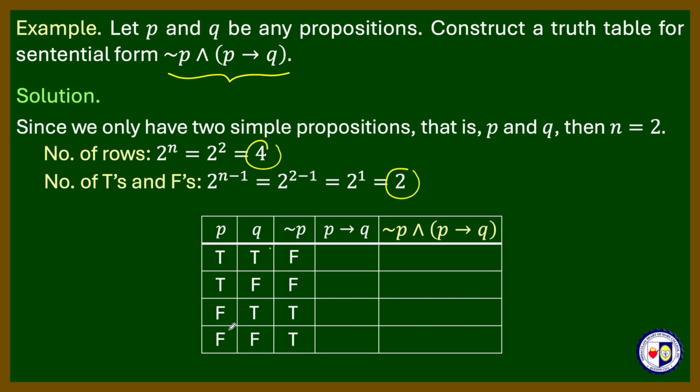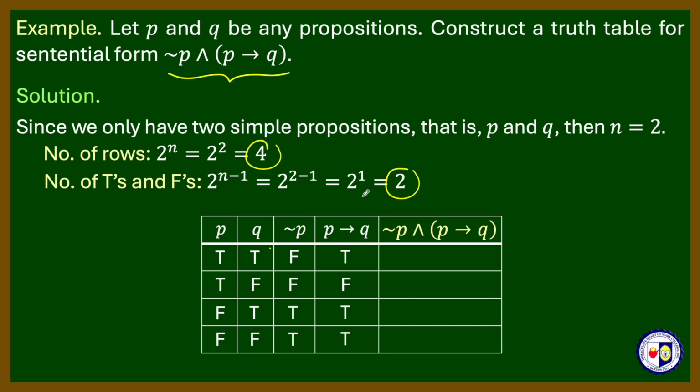Now, for P implies Q, let us apply the conditional law. T implies T is true. T implies F is false. F implies T is true. And lastly, F implies F is true.